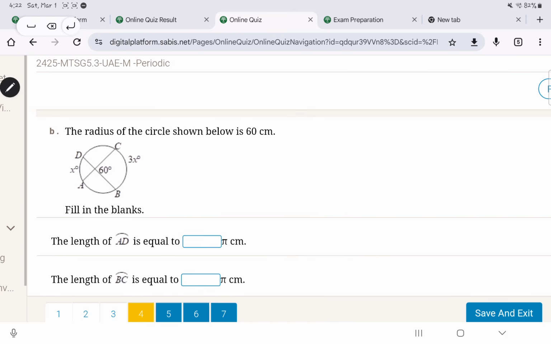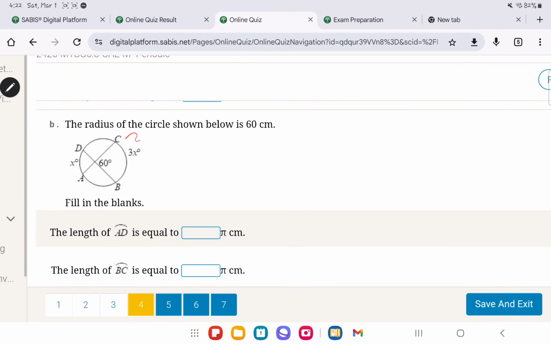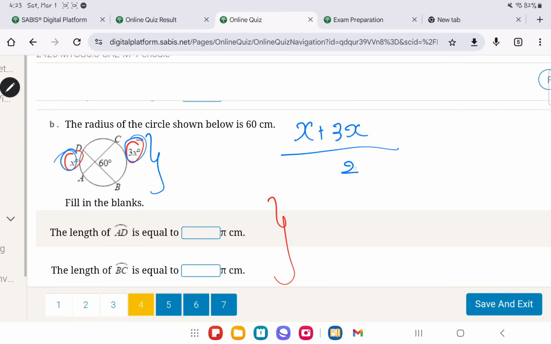Now, the radius of the below circle is 60 centimeters. They want us, first of all, to find these angles. It's not given here, but the first step we're going to do is to find these angles. We cannot leave them by themselves. So what we are going to do in a case like this is we are going to apply the rule based on what it looks like. If you remember from the beginning of the year, it's from term 1, there was a theorem that says outside plus outside, so x plus 3x over 2 is equal to inside.